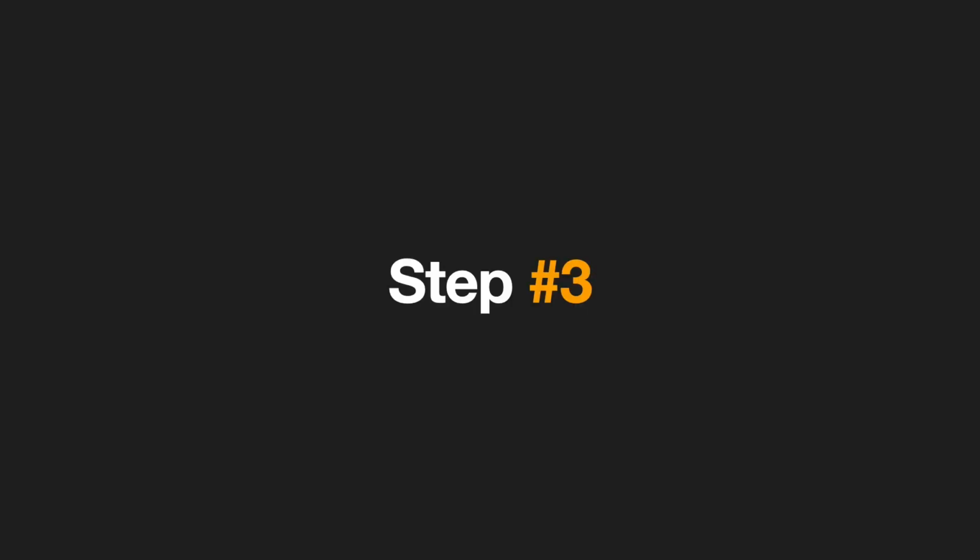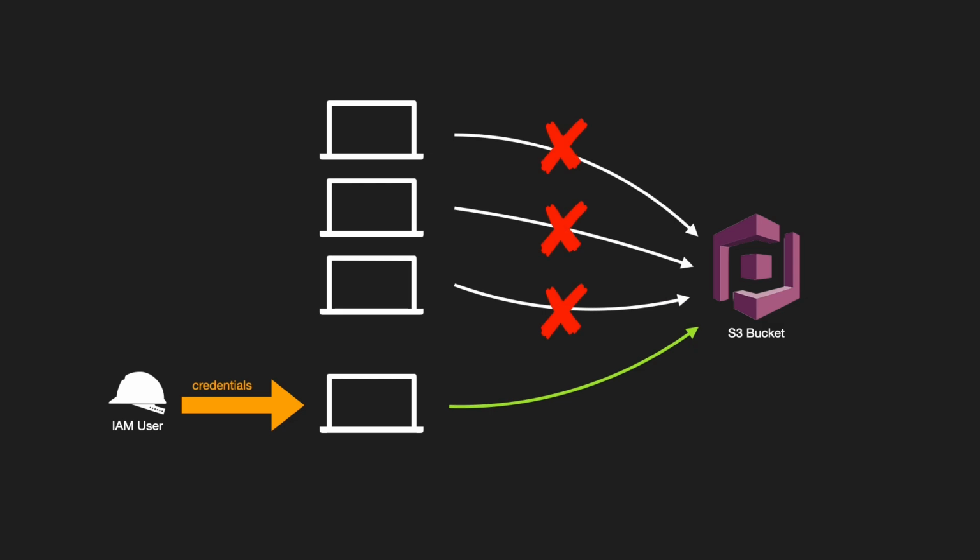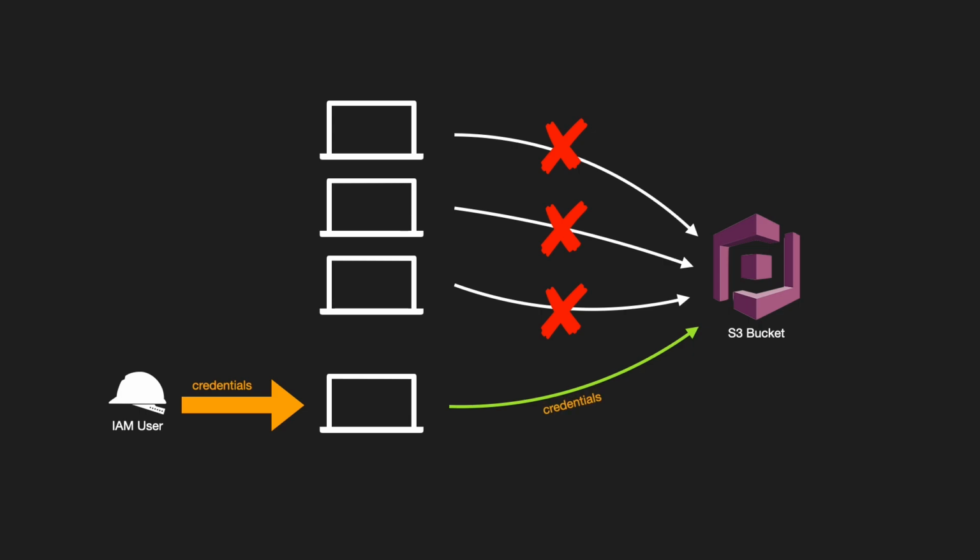In the third step, we will be creating an IAM user and we will use the credentials of that IAM user to talk to our newly created S3 bucket. Now by default in AWS, all the service access is blocked. So from the outside internet, you cannot access your S3 bucket. That's why we need some sort of credential to talk to the bucket.